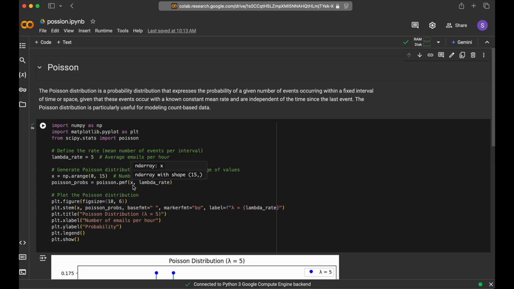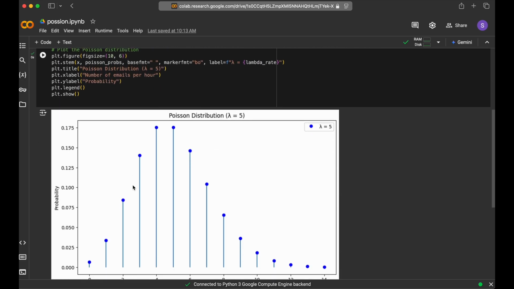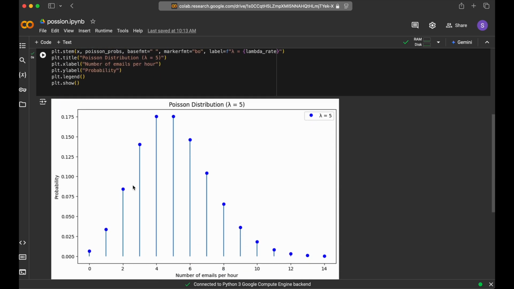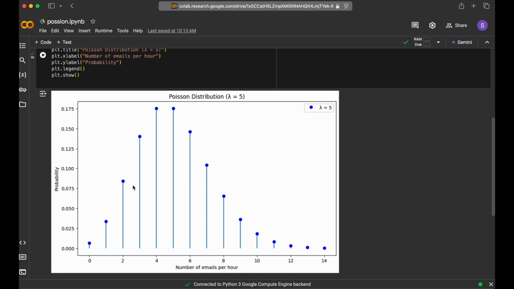When we plot the distribution, we see that for the smaller values 0, 1 and 2, the probabilities are lower. As we go towards 4 and 5 events, the probability is higher. For instance, the probability of receiving exactly 5 calls in 5 hours will be higher. As the number of calls increases beyond 6 and 7, the probability decreases.